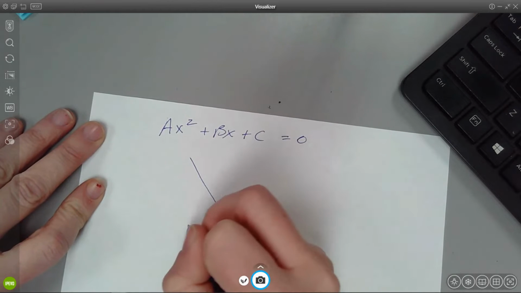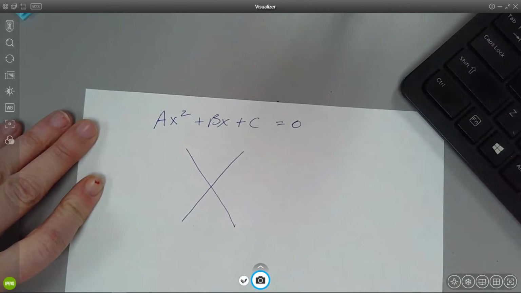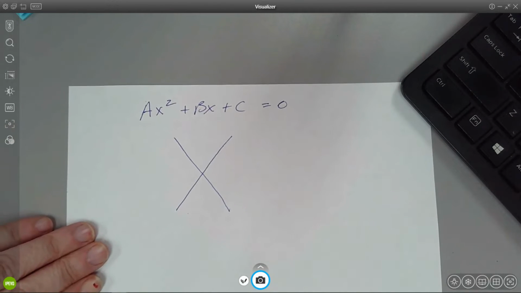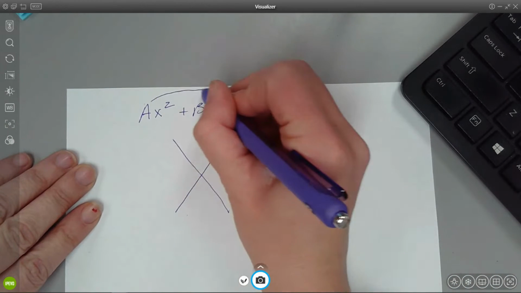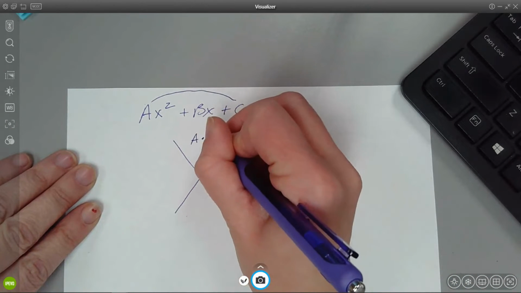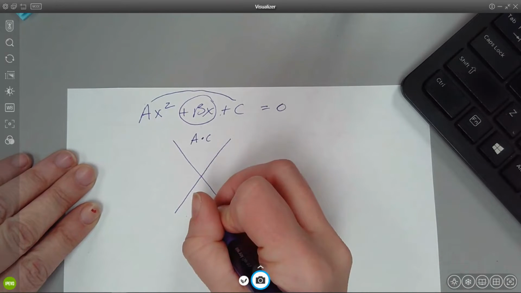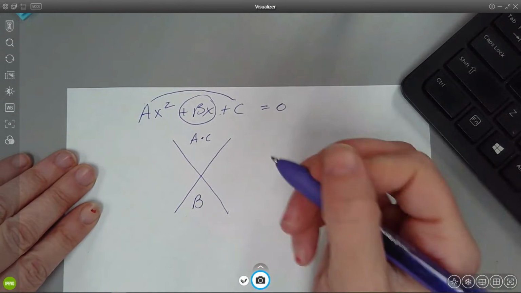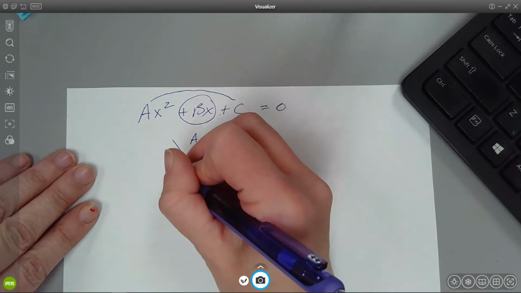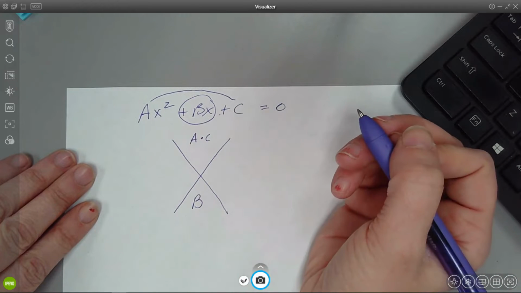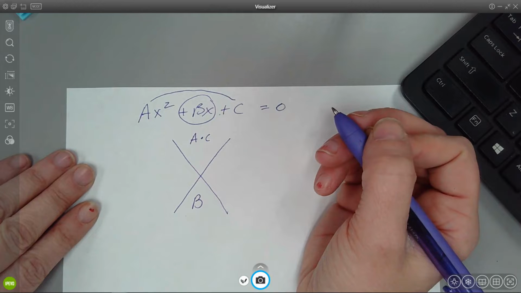You need to then make your x factor problem. So when we do that, we take our two outside numbers for the top, a times c, and then that middle term, watch your signs, drops down here. Then we're looking for our two magic numbers. In the past we've called them magic number 1 and number 2.